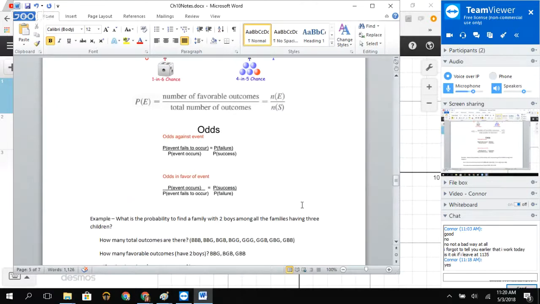There's also something called odds, which is a little bit different. So odds are either the odds that something's going to happen or the odds that something is not going to happen.